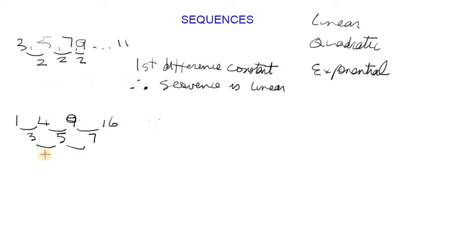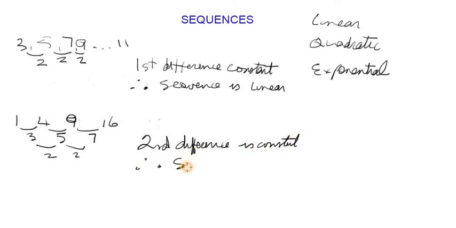Let's try it again. 2 and 2. So the second difference is constant. Therefore, the sequence is quadratic. Q-U-A-D, quadratic. Okay, what's the next term, by the way? So it goes up by 3, by 5, by 7. It's going to go up by 9, which would be 25, the next number. Okay, so that's that one.